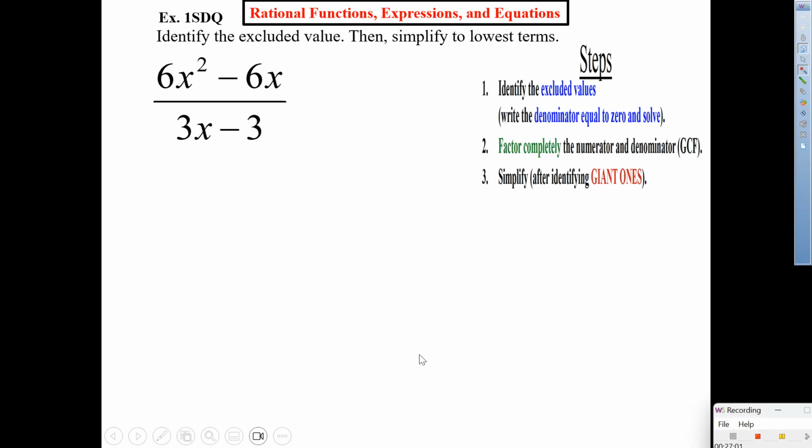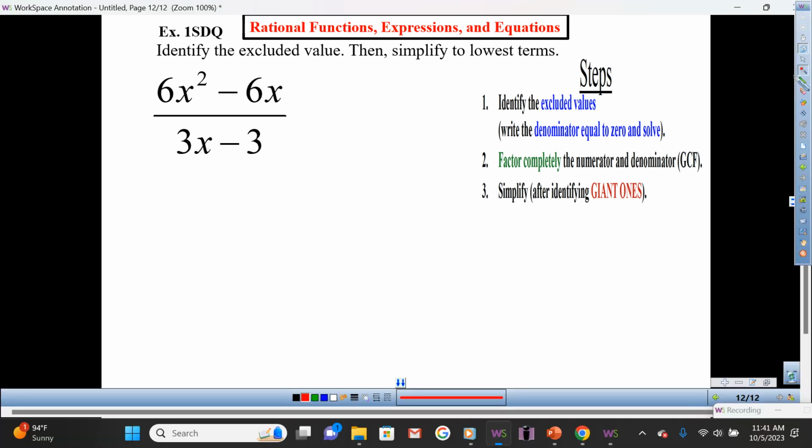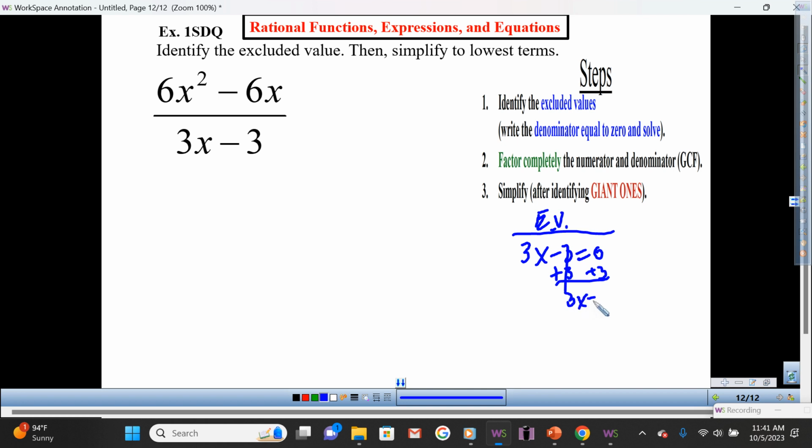Let's see. Excluded value. Get me started, please. Maya, what do I write? 3x minus 3 equal to 0. Hands up if you wrote that. Yes, and then we solve. Plus 3, plus 3. 3x equals 3. Divide by 3. X equals 1. My excluded value is 1. Hands up if you got that.